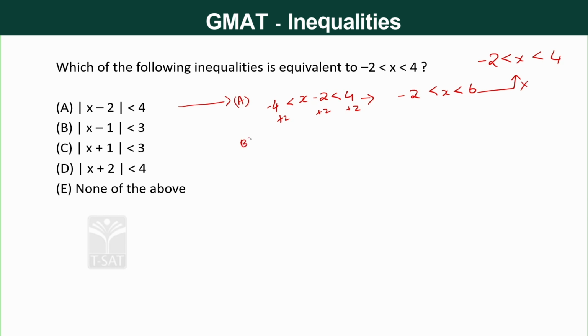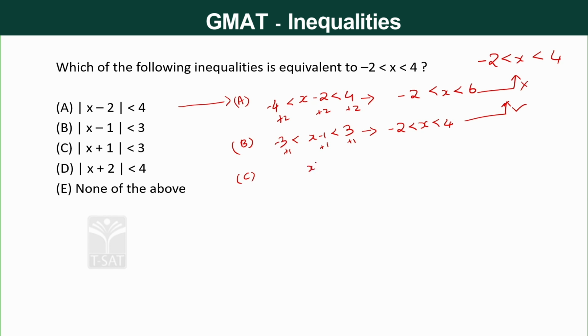Now, let us look at option B. If |x - 1| < 3, that means that x - 1 should be between 3 and -3, that is, it is less than 3, but greater than -3. Adding 1 on all sides will keep the inequality sign the same. So, we have -3 + 1 = -2 is less than x - 1 + 1, which is x, is less than 3 + 1 = 4. Yes, this is the exact answer that we are looking for, but just for the sake of explanation, I will look at the other options as well, so that there is no overlap.